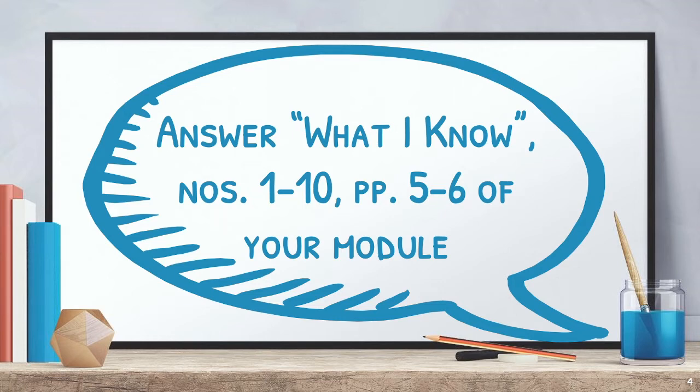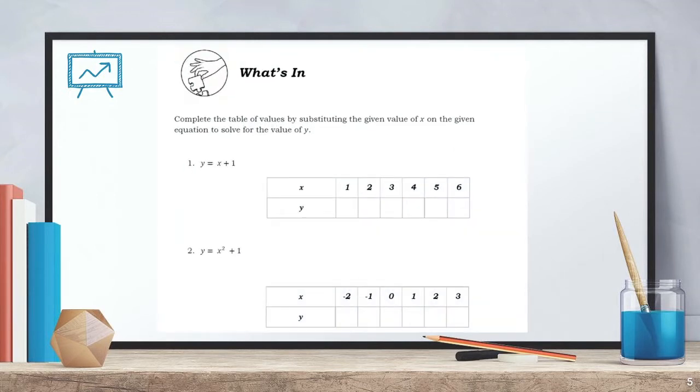So, let's begin. So, we have an example here. Sabi doon, so what's in? Complete the table of values by substituting the given value of x on the given equation to solve for the value of y. So the first given is y is equal to x plus 1. I know that you are already familiar with this topic. So you have to solve for the values of y.